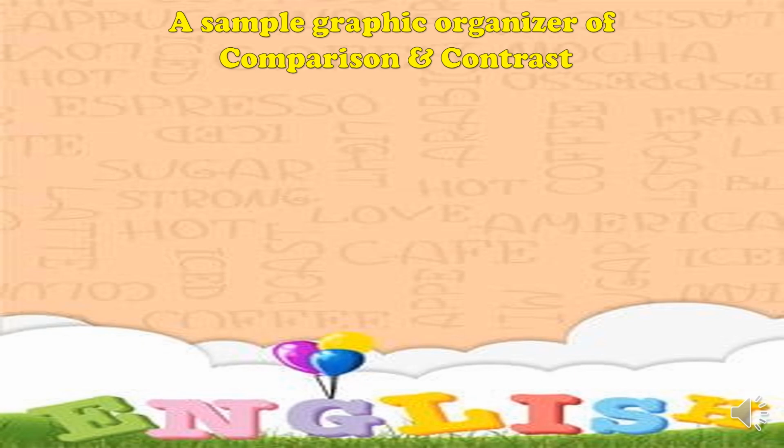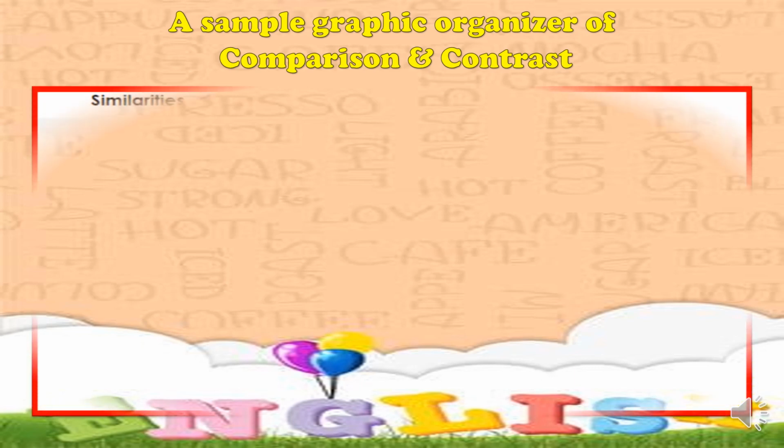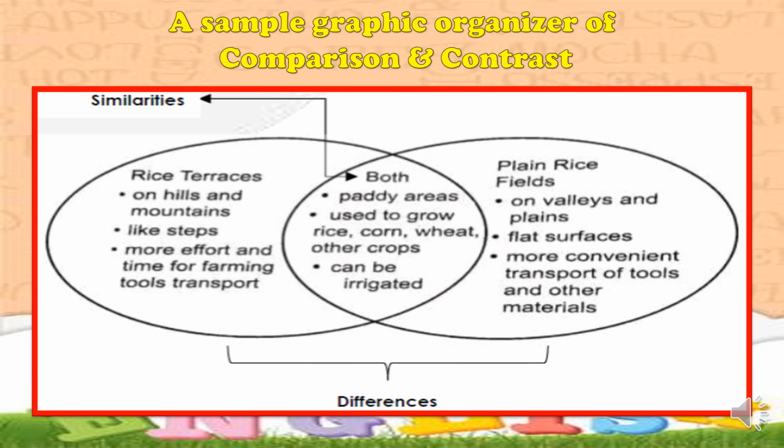Now here is a sample of a graphic organizer of comparison and contrast. So we have the Venn diagram. For the similarities, both paddy areas are used to grow rice, corn, wheat, and other crops and can be irrigated. For the differences, the rice terraces are on hills and mountains, like steps, and need more effort and time for farming, tools, and transport. The plain rice fields are on valleys and plains, with flat surfaces and more convenient transport of tools and other materials.